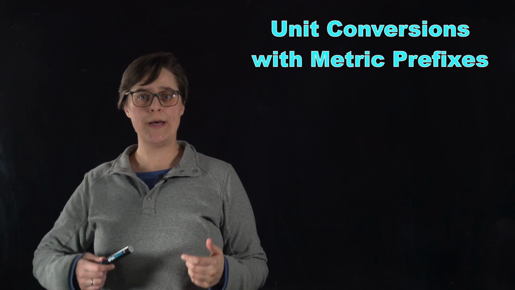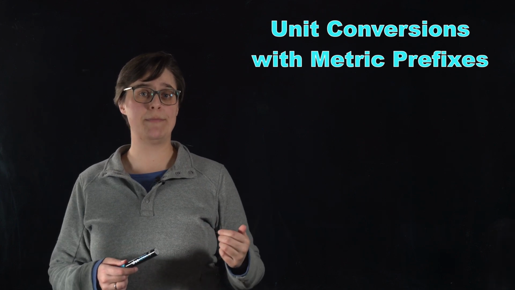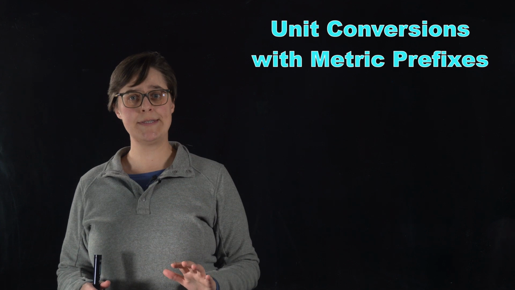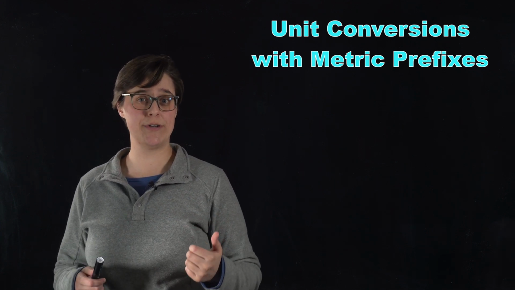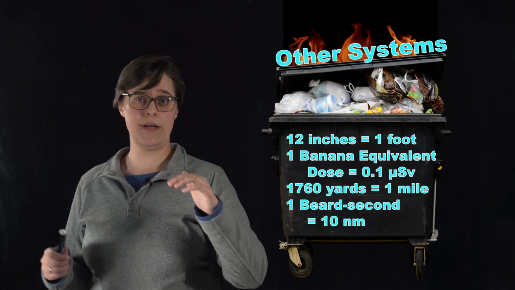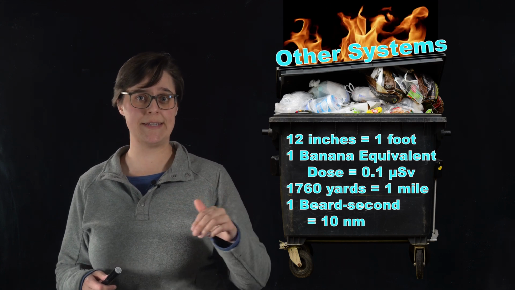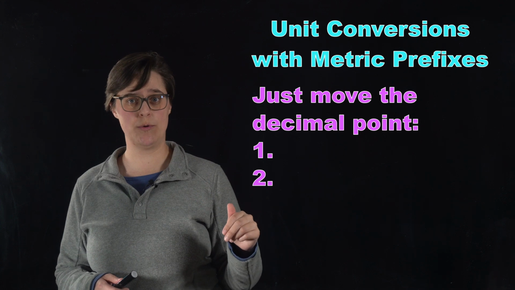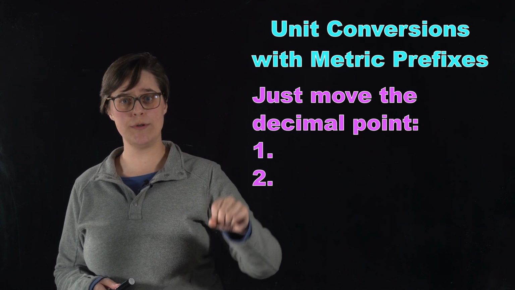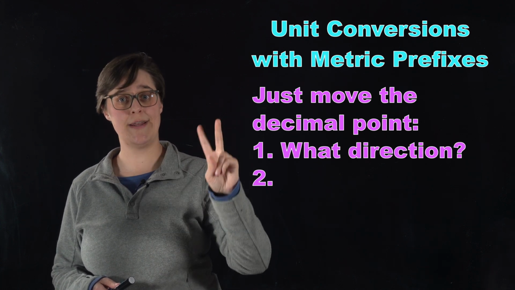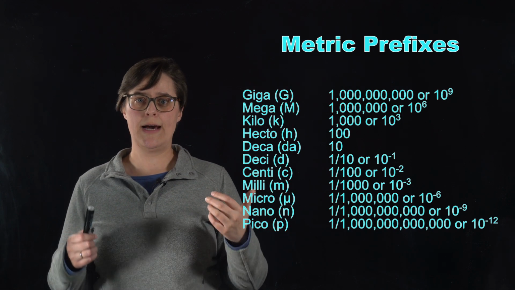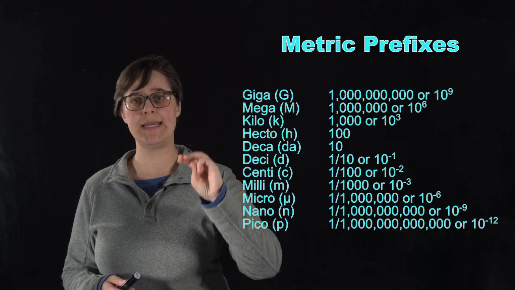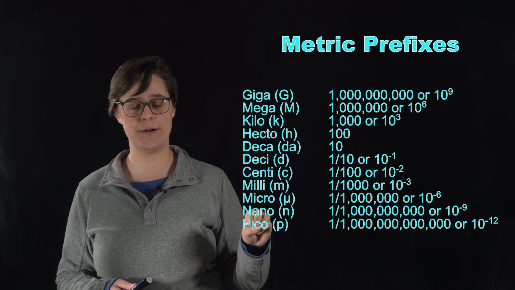I'm going to show you how to do unit conversions using metric prefixes. The metric system is based on powers of 10, making conversions simpler than some other systems. Conversions with metric prefixes just move the decimal point. What you need to figure out is what direction and how far. Here are some common metric prefixes. I'm going to do 3 example problems, each getting progressively harder.